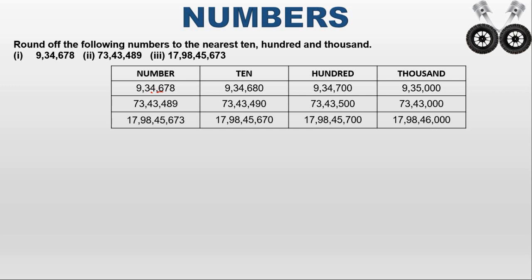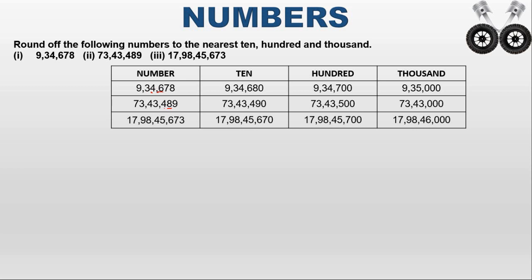Okay. So what is the next number? 73,43,489. Okay, so first we have to round up to the nearest 10. So we take the position for 10. What is the number in 10th position? 8. So you have to look at the right side number. What is the right side number? 9. So it is greater than 5. So we have to add 1 to that number. So 8 plus 1, 9. So it will become 73,43,490.